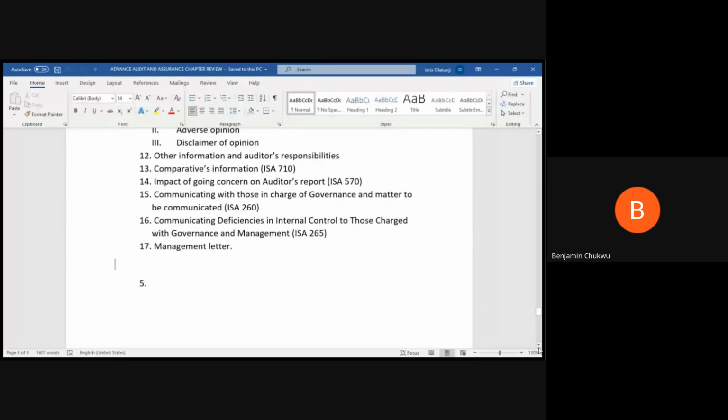Yes, sir. But which letter does the auditor write to a third party requesting information about the client he is auditing at the moment? Maybe like the one sent to the bank. Yes, that is the bank letter. That's what we call external confirmation.